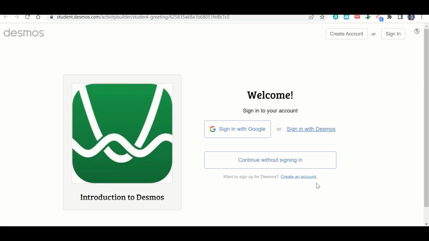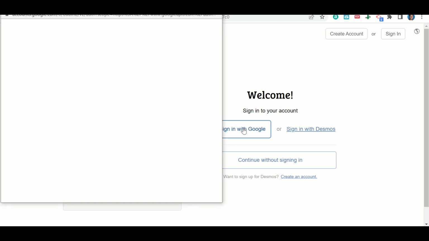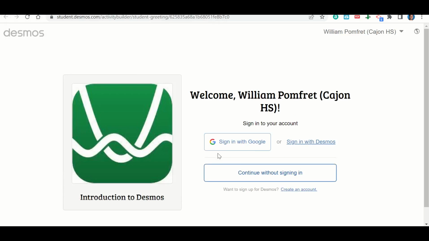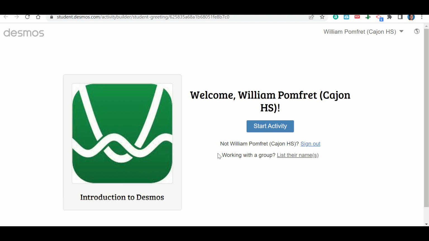Let's talk now about how to sign in to Desmos to complete your work. You're going to click on the link to go to the assignment, and it should take you to a page that looks kind of like this. Right here where it says sign in with Google, we're going to click there. It's going to pop up with our email accounts. You're going to click on your school email account, and it should already have you logged in because you should have already been logged in using Google Classroom. From there, I'm just going to click start the activity, and it will take me into the assignment and allow me to begin. So that's how you will log into Desmos using Google.